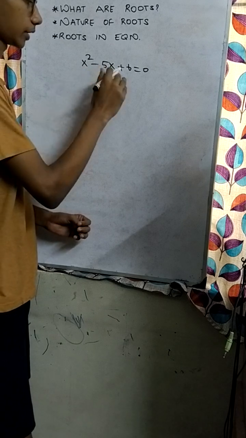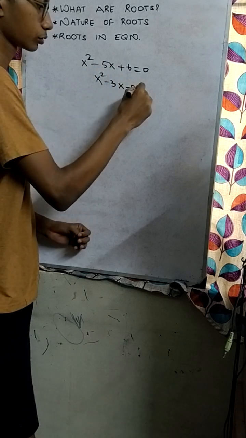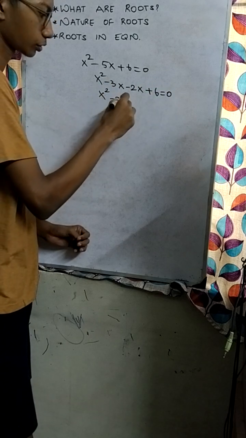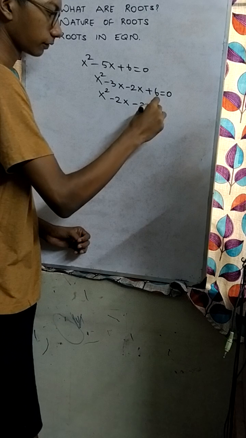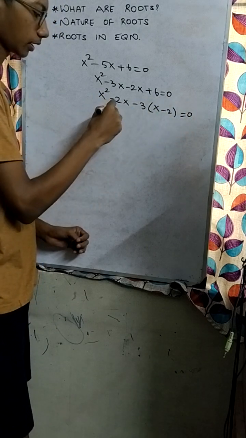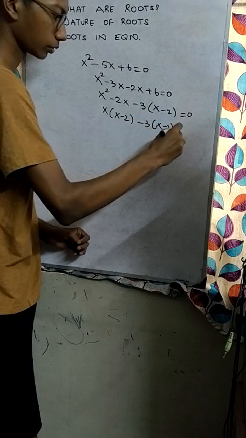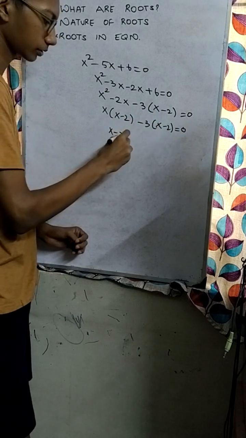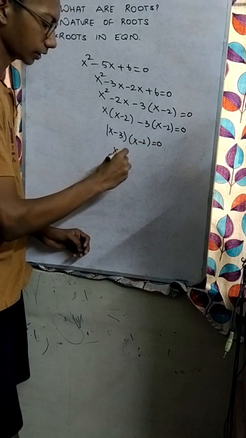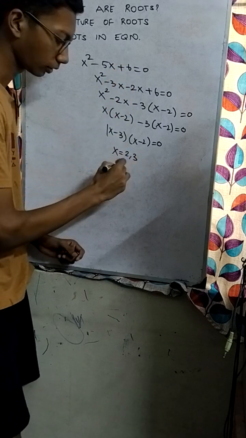We can use factorization now. So, x square minus 3x minus 2x plus 6 equals 0. X square minus 2x minus 3 of x minus 2 equals 0. From this we can take x minus 2 minus 3 of x minus 2 equals 0. So x minus 3 times x minus 2 equals 0. So x equals 2 and 3. So for this equation 2 and 3 are the roots.